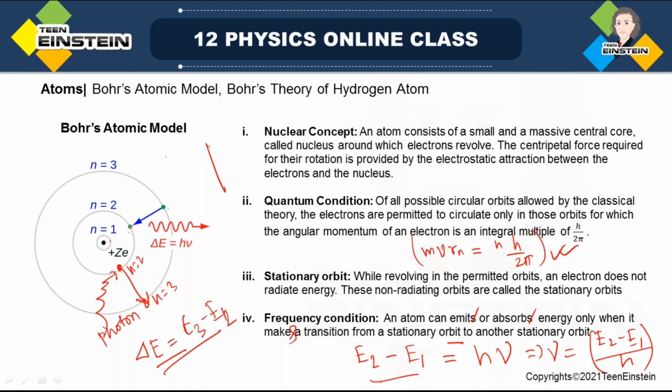So you might be thinking, sir, there are stationary orbits, and all orbits are allowed according to Bohr's quantum condition. If this is satisfied, there are many orbits.